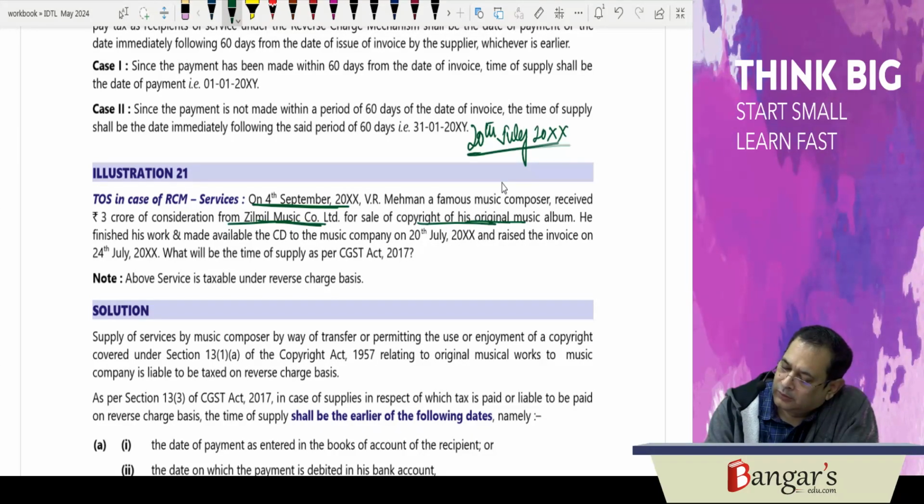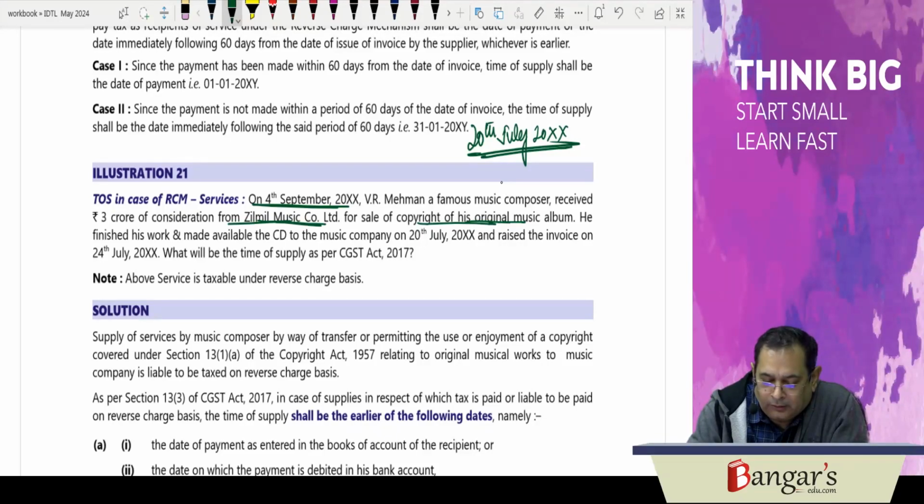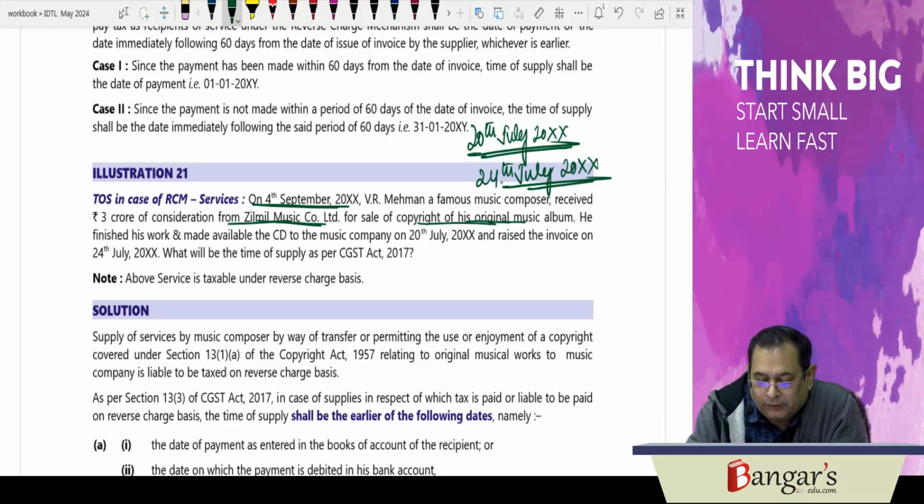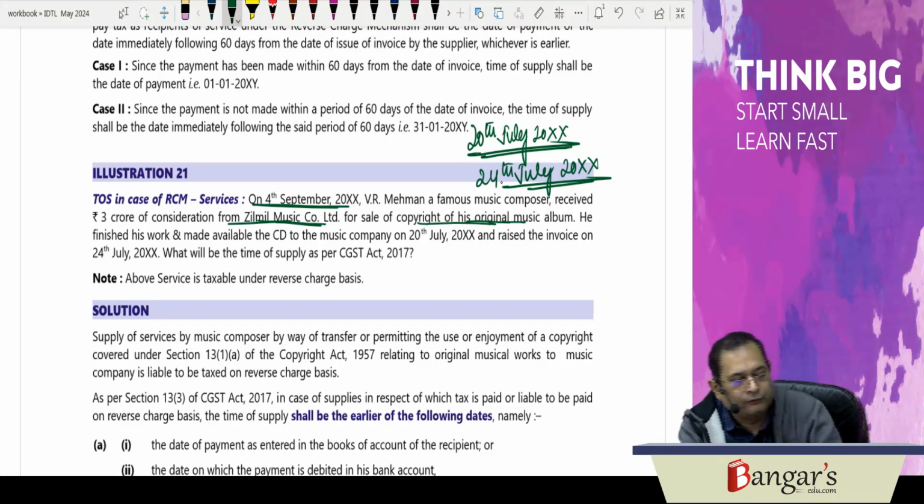Okay. And he raised the invoice on 24th of July. The invoice has been raised on 24th of July. And what is the time of supply? This service is chargeable to tax. Temporary transfer of copyrights is chargeable to tax under RCM. So here, 24th of July.